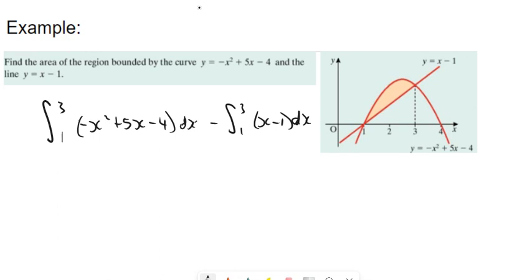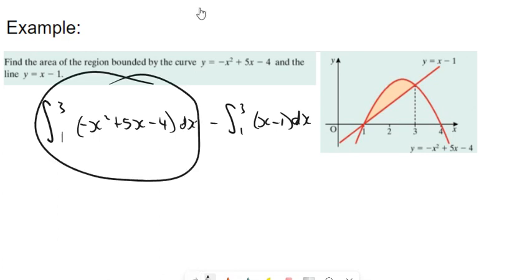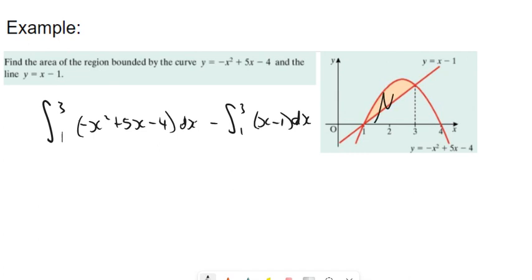And then that's going to be it. So here, that's the area of all of that, pretty much. And then this here is the area of the bit under the line, so of this bit here. So if you take those two things away from each other, it'll give you the area of the shaded bit that we want, that's missing.